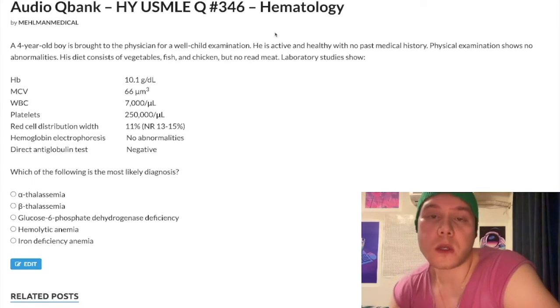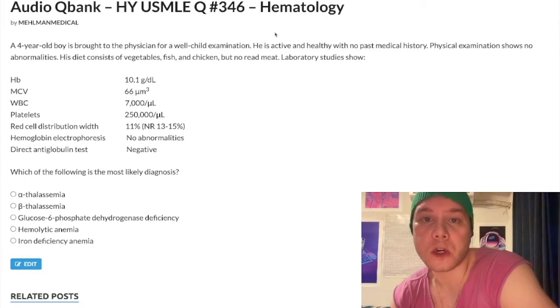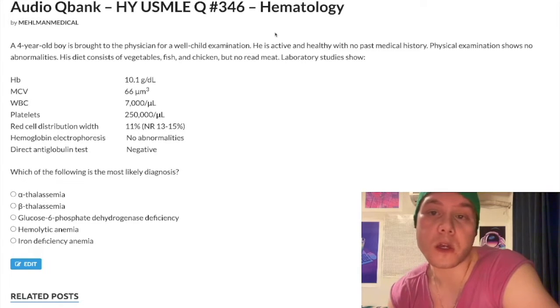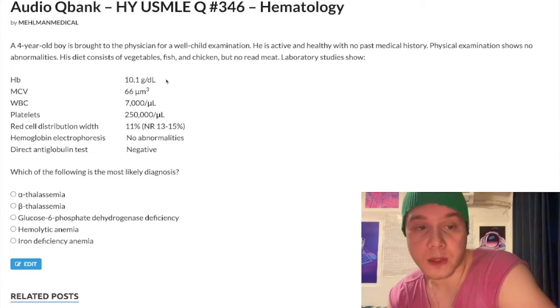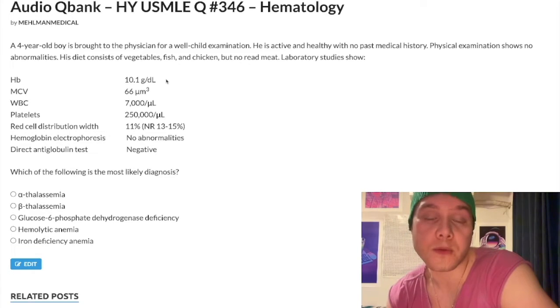Now, hopping into the actual question here, where we have this 4-year-old boy. He's in for a well child examination. He's active, healthy, no past medical history. Physical exam shows no abnormalities. His diet consists of vegetables, fish, and chicken, no red meat. Hemoglobin is low at 10.1 grams per deciliter. Normal range for males and non-menstruating women is 13 to 17.5. For menstruating women, it's 12 to 17.5.